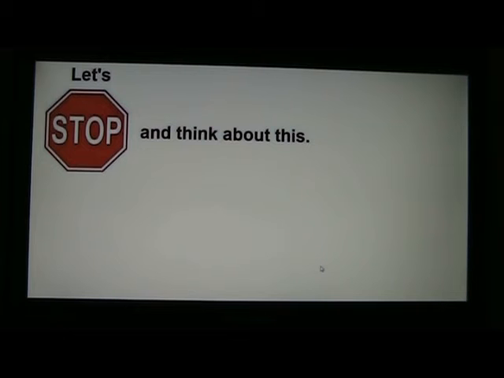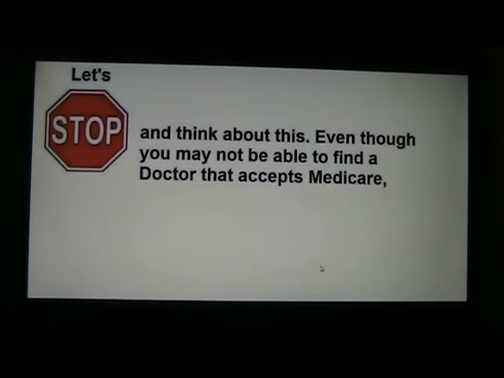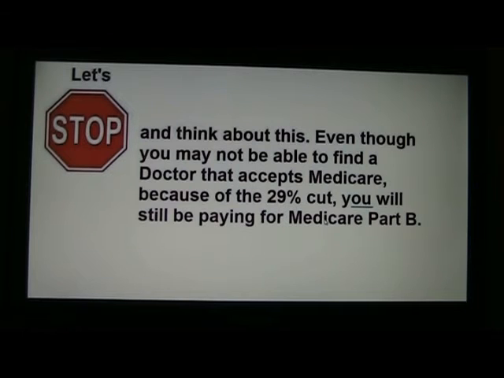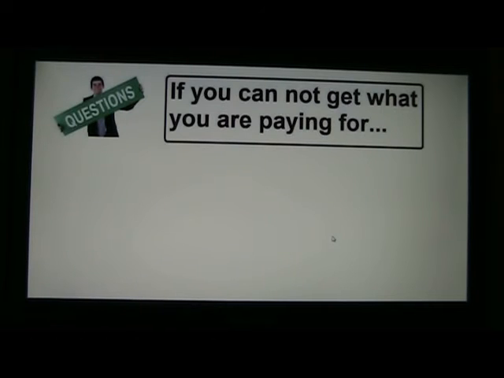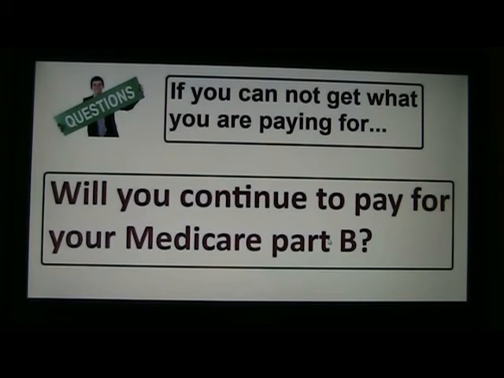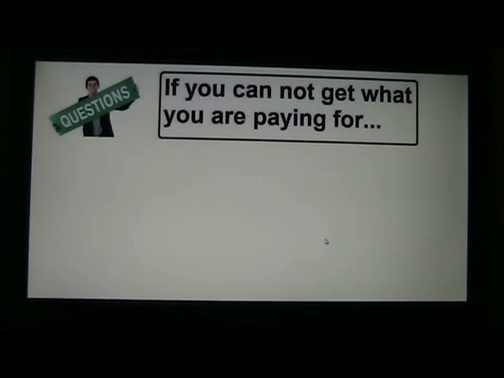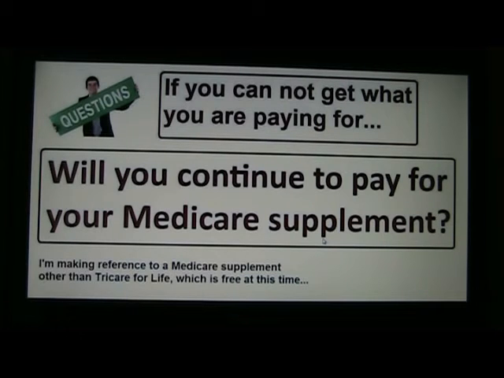Let's stop and think about this. Even though you may not be able to find a doctor that accepts Medicare because of the 29% cut, you will still be paying for Medicare Part B. It's being deducted from your Social Security each month. If you cannot get what you're paying for, will you continue to pay for your Medicare Part B? If you cannot get what you're paying for, will you continue to pay for your Medicare supplement?